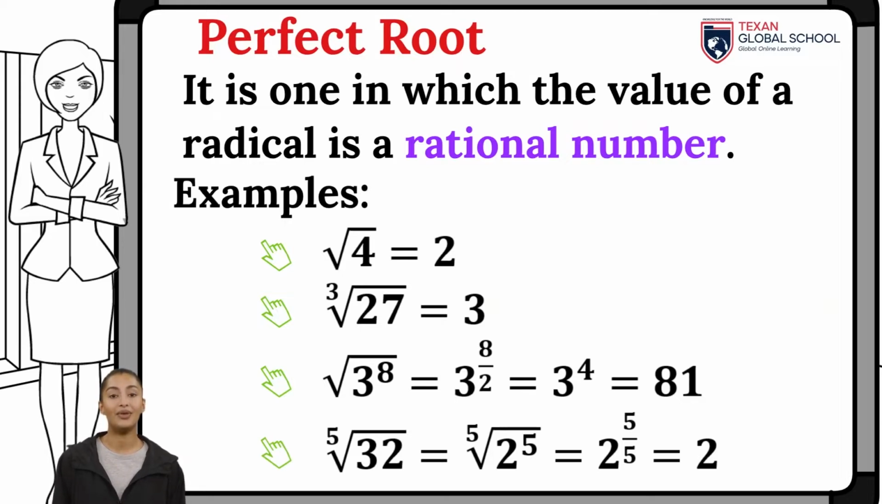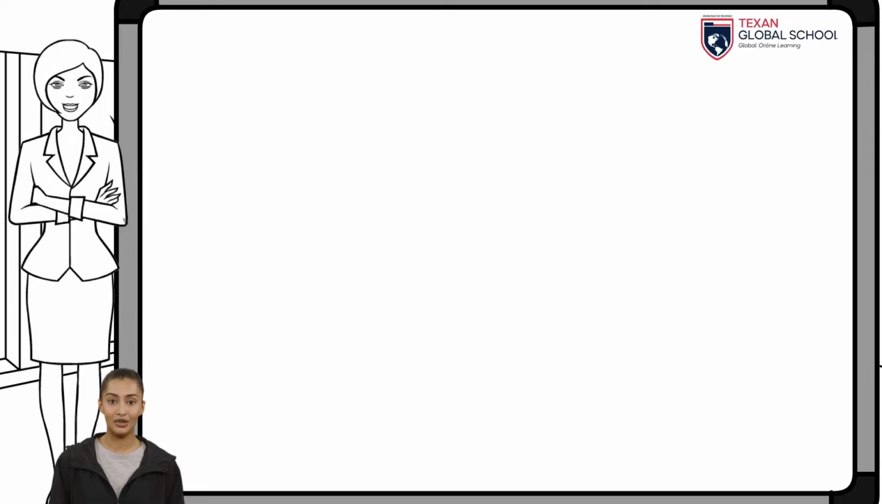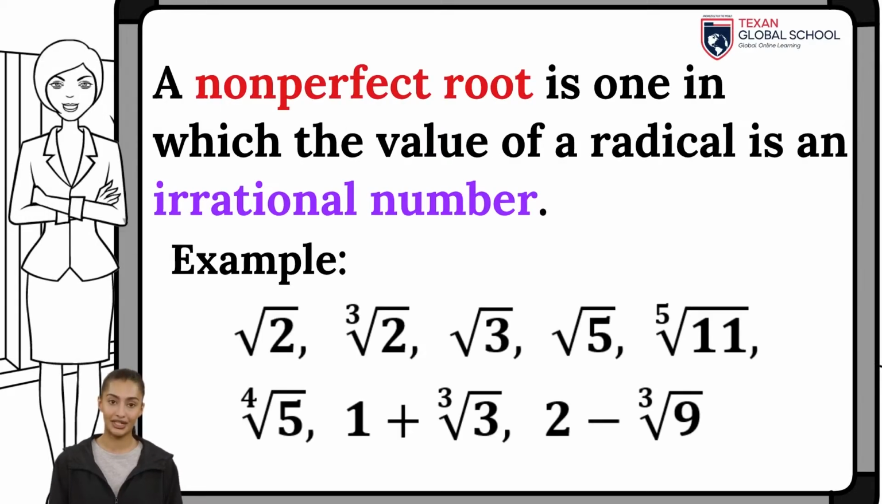Finally, the fifth root of 32 can be represented as the fifth root of 2 to the 5th power. So, using the laws of radicals, we have the fifth root of 2 to the 5th, which is equal to 2. We can see that all the results of the radicals are rational numbers.